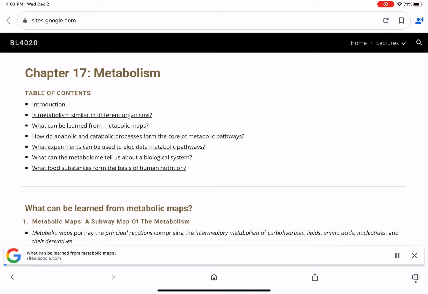What can be learned from metabolic maps? Published by sites.google.com. Metabolic maps. A subway map of the metabolism.